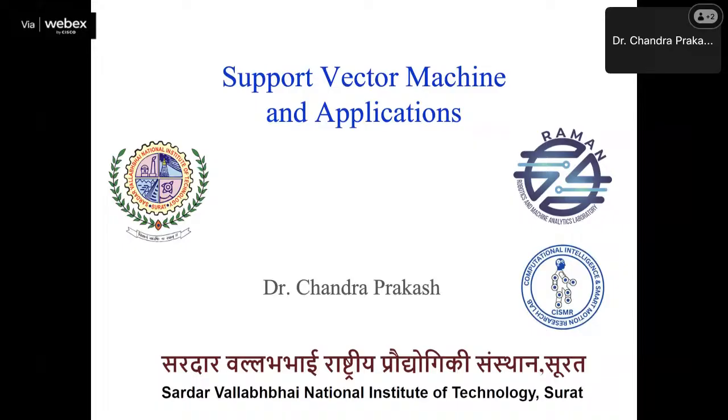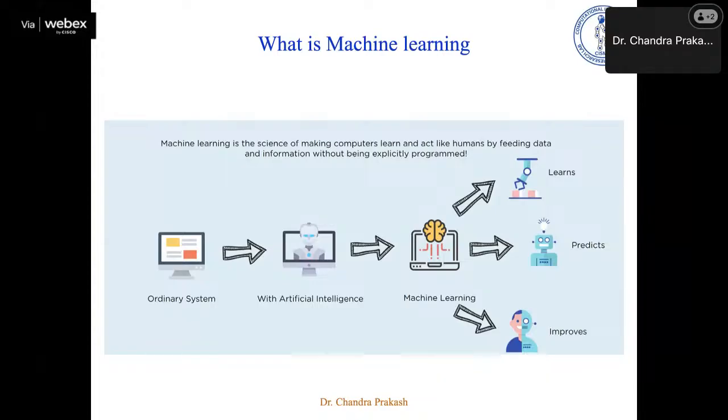Okay. So I will be talking about the support vector machine and some of its applications. There was a time when the support vector machine had the same position that deep learning has now among machine learning models. Machine learning is basically a way of learning. Based on that learning, we predict something, identify whether it is correct or not, and then we improve again.